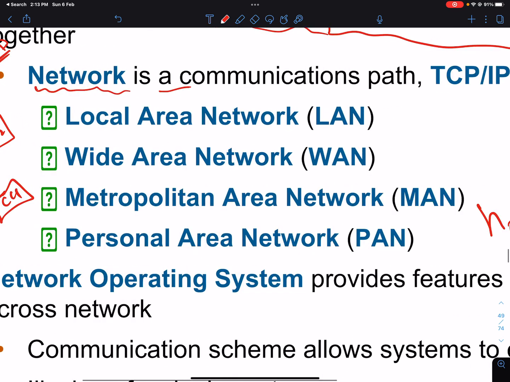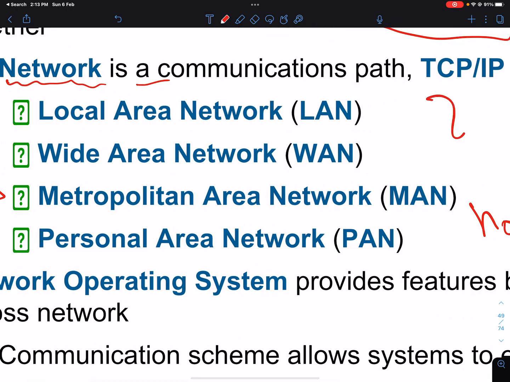Now, the network can broadly be classified to be one of those four. Local area network. What is a local area network? LAN, local area network. When you have a network that is connecting devices at an office or even a company or something, we call it a local area network.